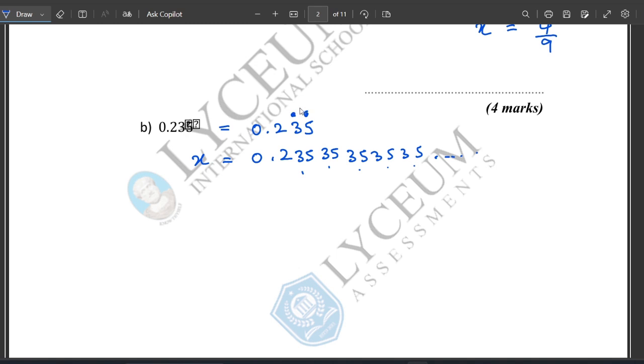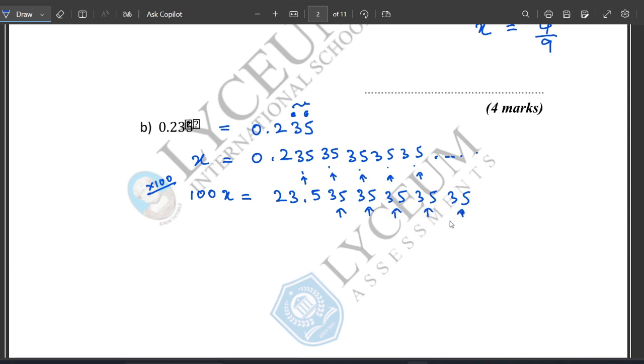Then we have two repeating numbers. Therefore we multiply this by 100. Then this becomes 100x and this one becomes 23.53535353535. I took before 5 pairs. Now also I take 5 pairs. 1, 2, 3, 4, 5.